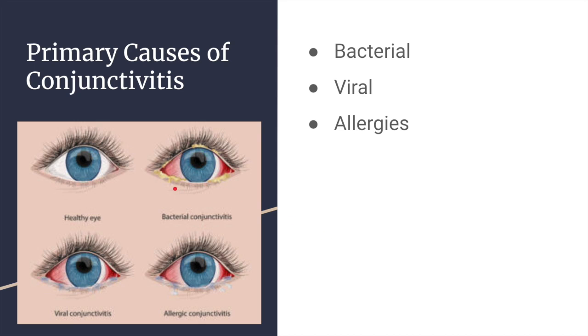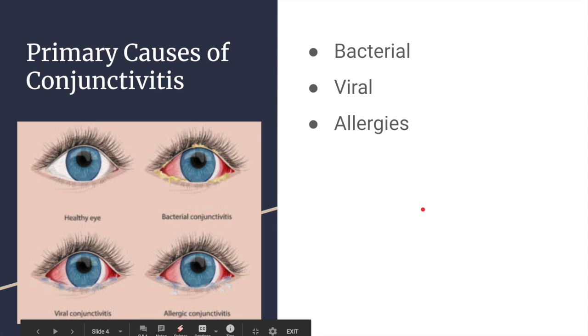So, bacterial conjunctivitis is often characterized by this yellow mucus that forms on the outer portion and projects from the eye whenever you do have a bacterial conjunctivitis infection. Viral conjunctivitis, as others, is characterized by red swelling and also tear production, and allergic conjunctivitis is characterized by even more tear production than the viral conjunctivitis.